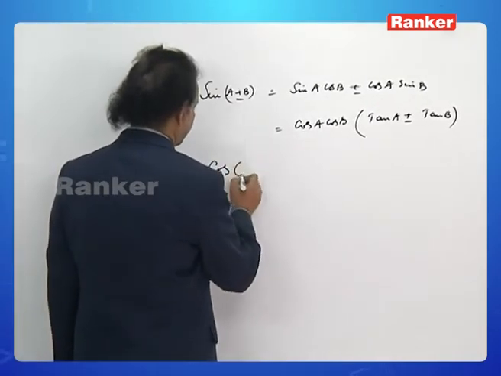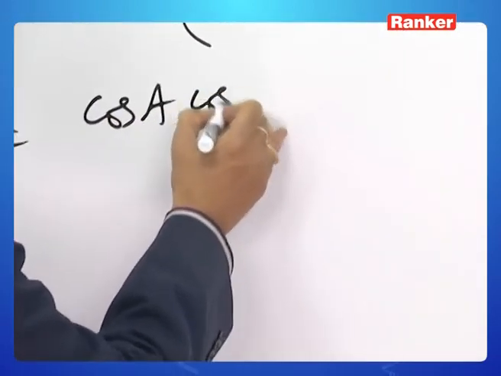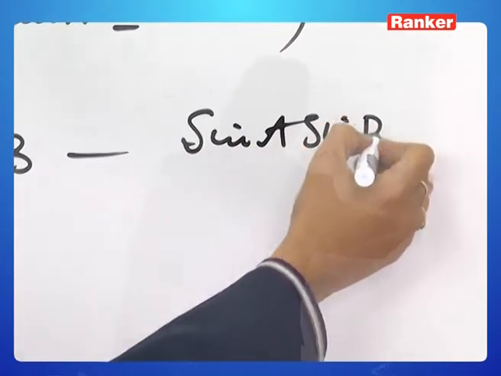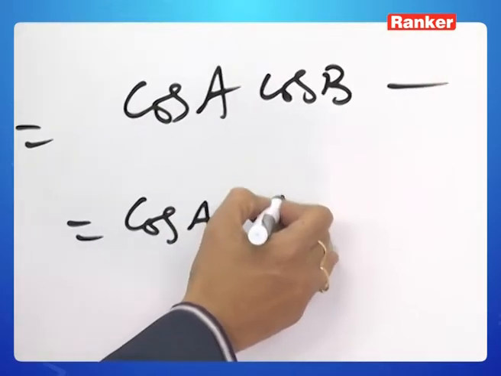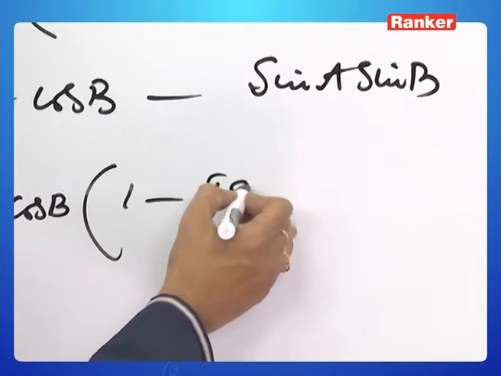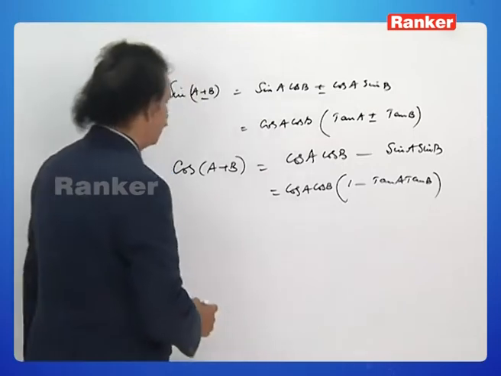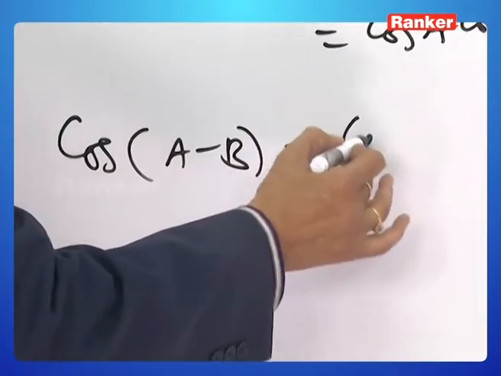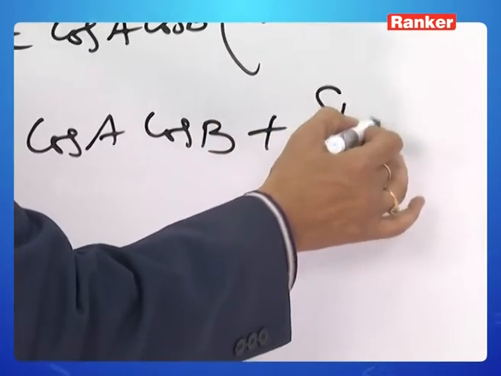Cos of a plus b. What is cos of a plus b? This is nothing but cos a cos b minus sine a sine b. If you take cos a cos b out, 1 minus sine a sine b by cos a cos b is tan a tan b. Just like that, what is cos of a minus b? Cos of a minus b is equal to cos a cos b plus sine a sine b.